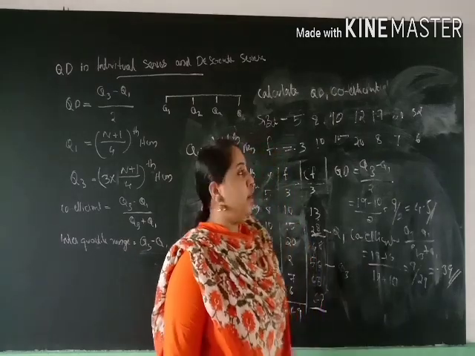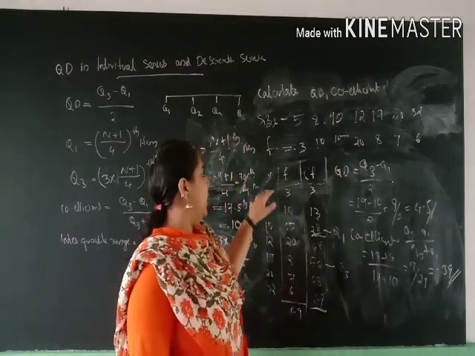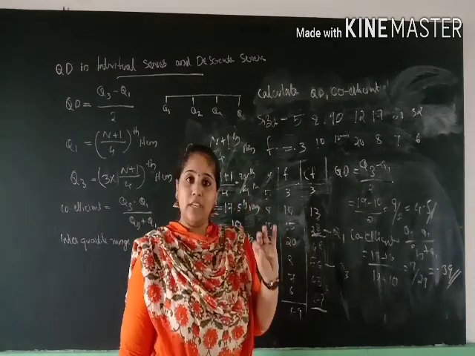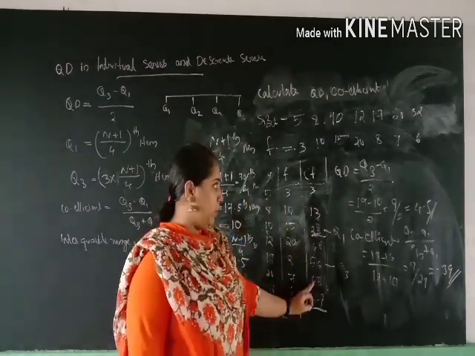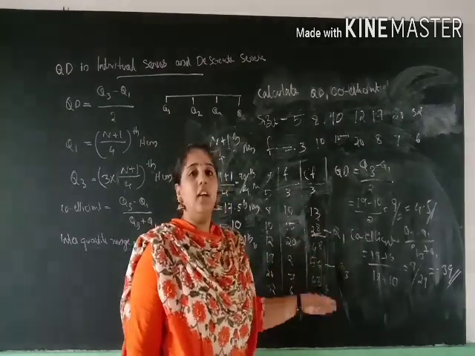We will get 0.39 as the coefficient. So, this is the calculation of quartile deviation in a discrete series. First of all, we want to calculate the cumulative frequency, then Q1, Q3, quartile deviation and the coefficient.